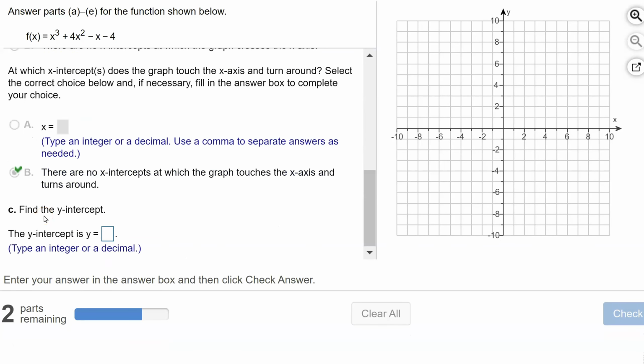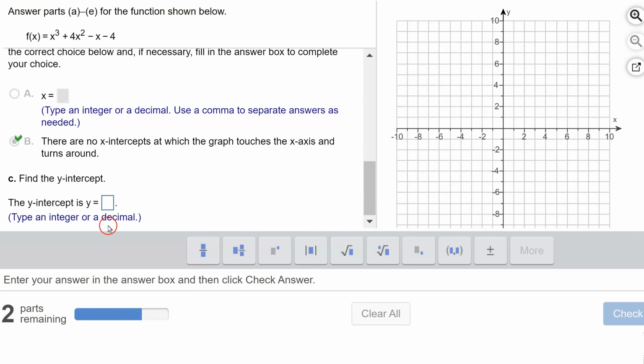Next, we need to find the y-intercept. That means set x equal to 0. So I'm going to put a 0 here, here, here, and here. So all these three terms are going to go to 0. The only thing left is going to be -4. So my y-intercept is -4.